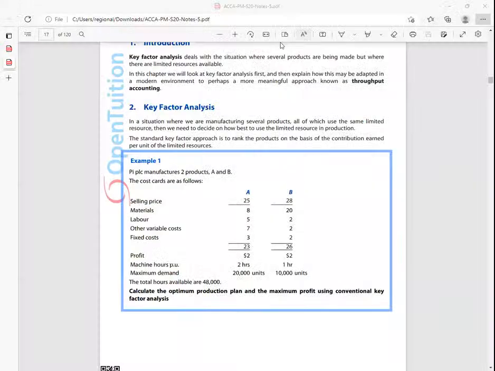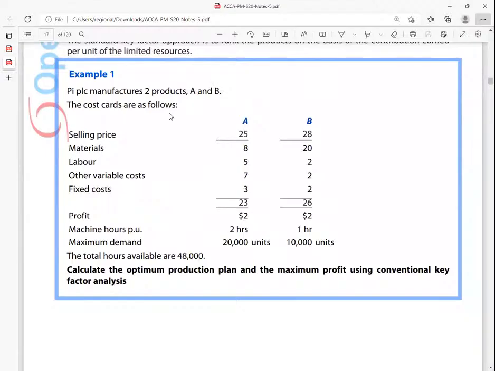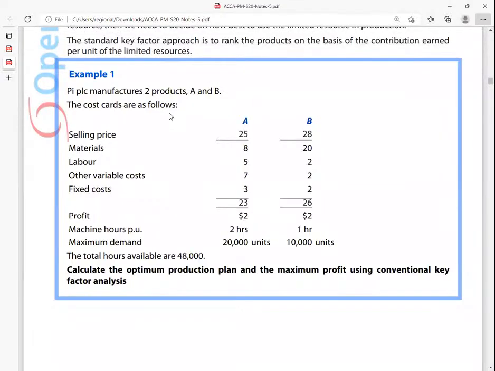So we have here key factor analysis. You're given an example here. They've told us Pi PLC manufactures two products, A and B. Then they have given us the cost curve for the two products. Profit is given down here, if you can see. Then we have machine hours per unit. Then we have got maximum demand.